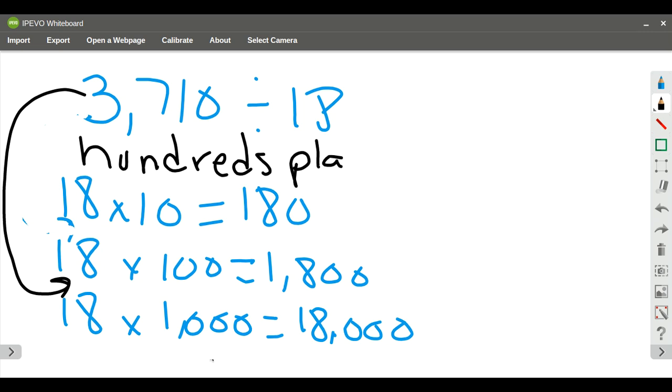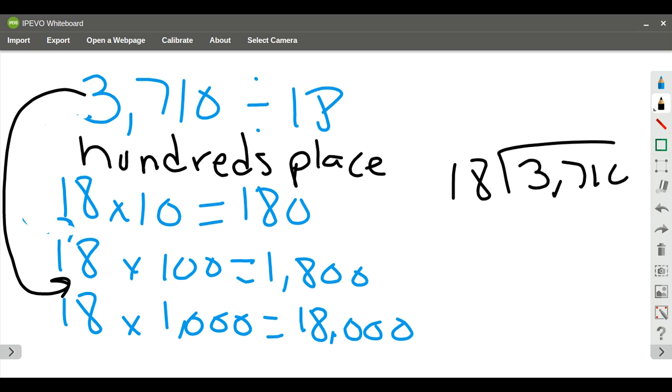Okay. If I take a look at my other way where I use number sense, so I have 18 and I'm going to divide that into 3,710. 18 is not able to go into 3. Take a look, my next value is going to be 37. 18 can go into 37. So where I place my first number is going to be above the 7. That's the hundreds place. Okay.